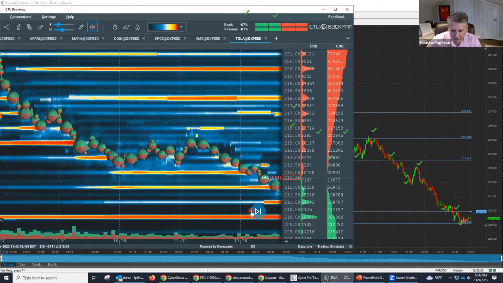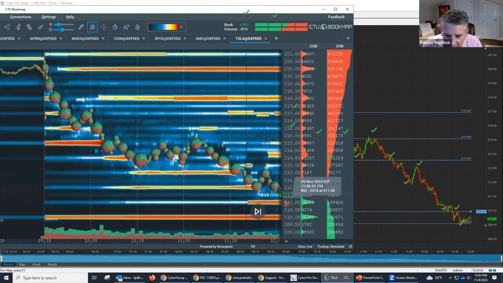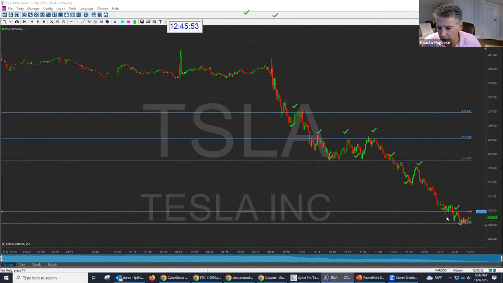Was 100, and see it right there, about 100,000 at 210. Okay. There was another buyer at 211. So between 211 and 210, there was close to about 170,000 shares. That right there is right here. That's that number right there. Everybody see that right there?